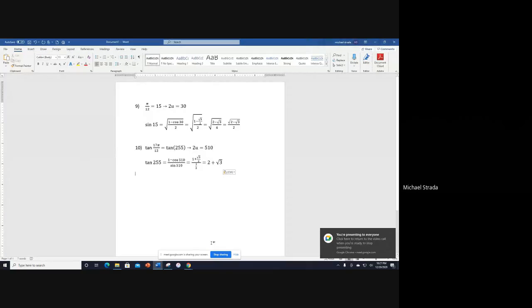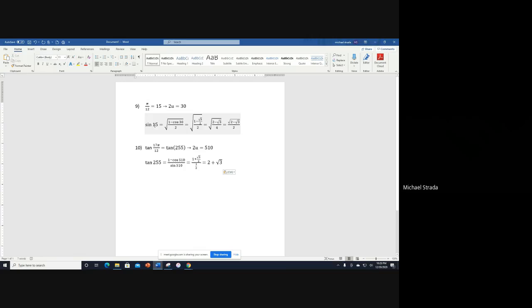All right, we're talking about numbers 9 and 10. Number 9 said sine of pi over 12. So basically, pi is 180. 180 divided by 12 is 15. So we double that, we get 30.